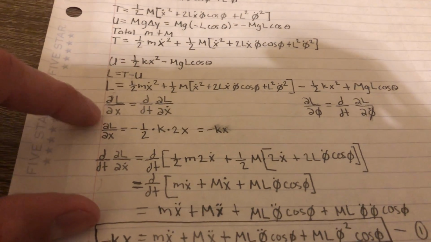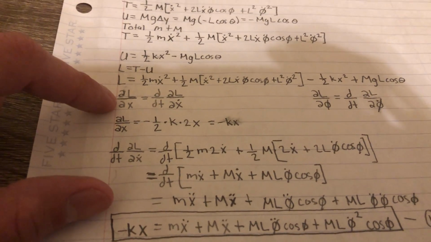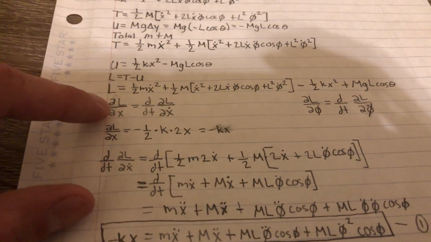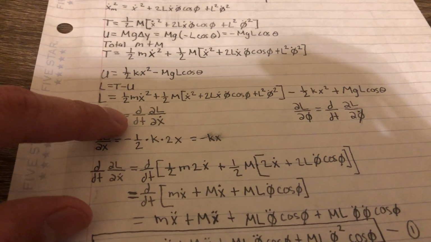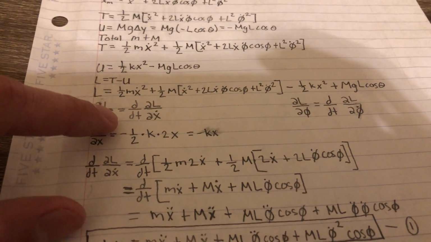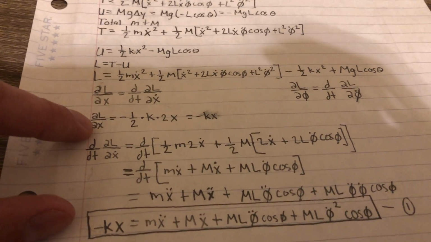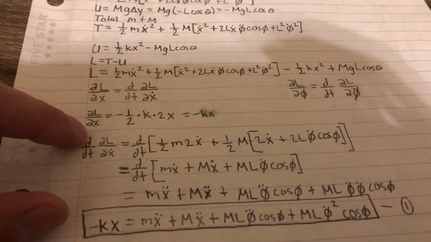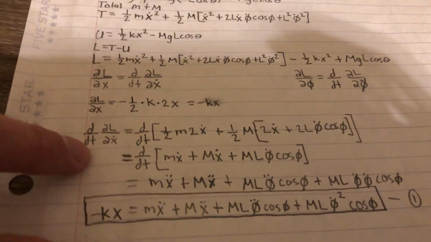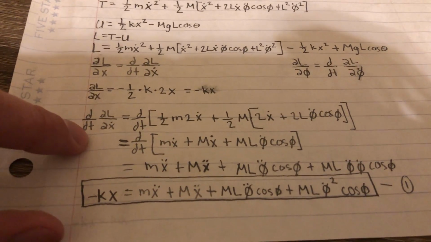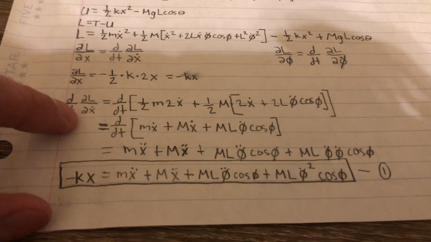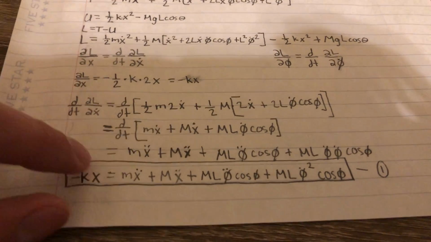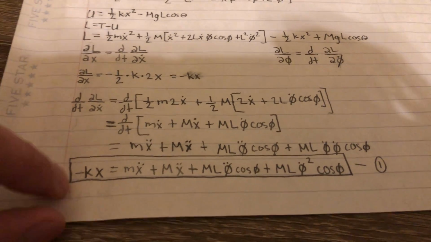And we want to break it up into terms of x and x dot. So we solve the partial of L with respect to x is equal to d over dt of the partial of L with respect to x dot. The partial of L with respect to x comes out to negative kx. And the d over dt of the partial of L with respect to x dot becomes this. So then you set those equal to each other, and that is your first equation of motion.